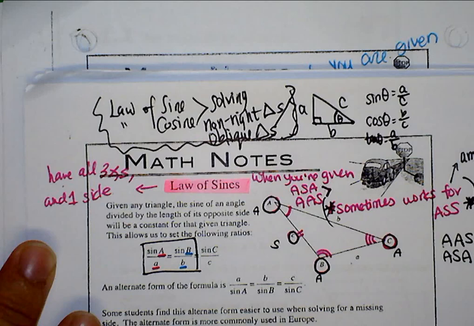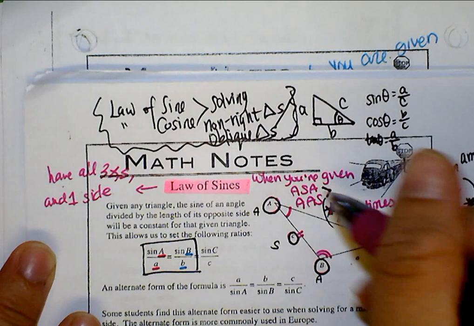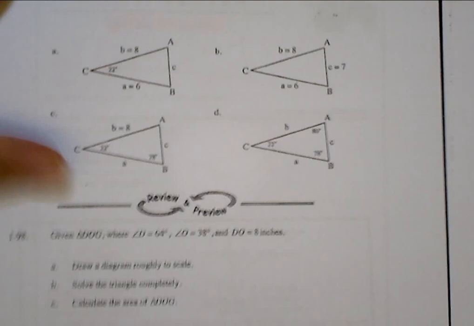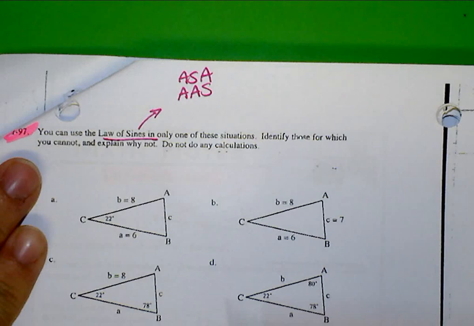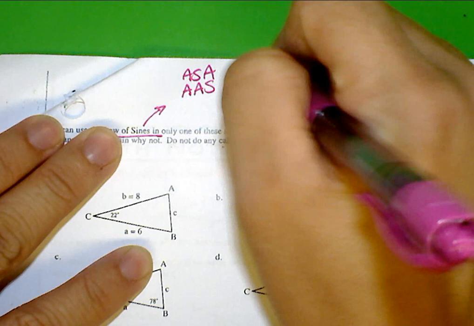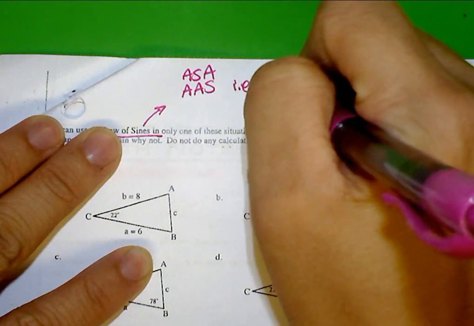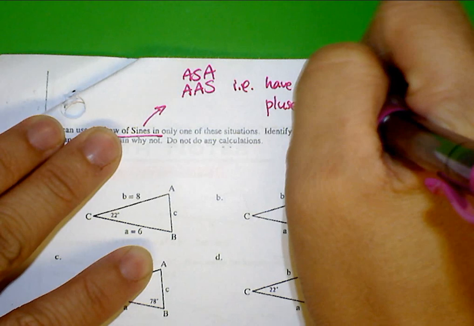They might have only given you two angles, but you could figure out the third. You have all three angles and you just have a side, in other words, all angles plus one side.